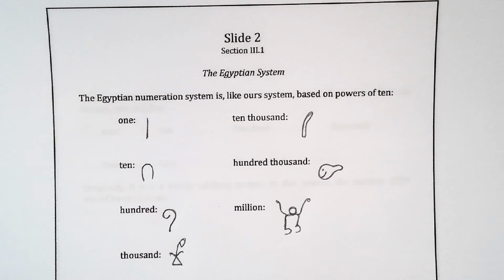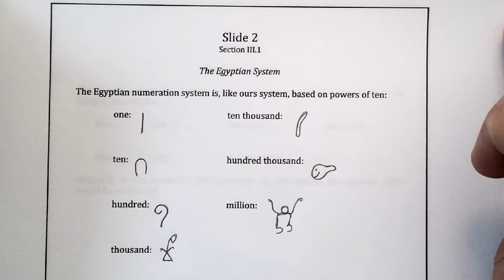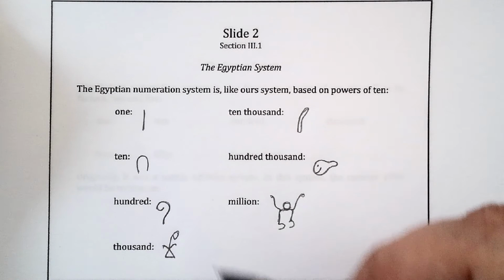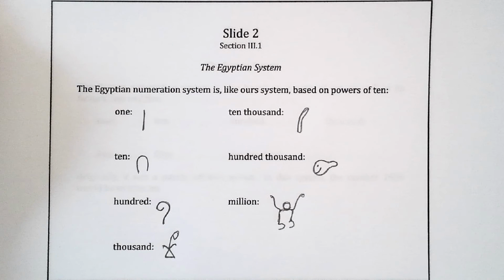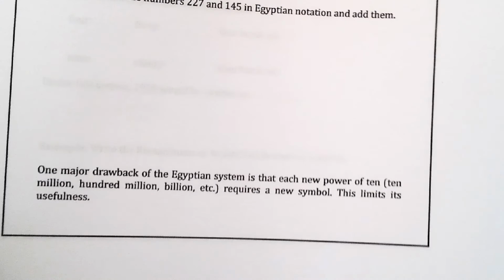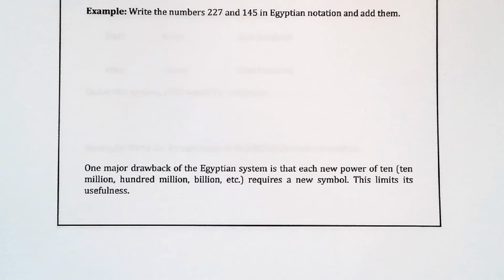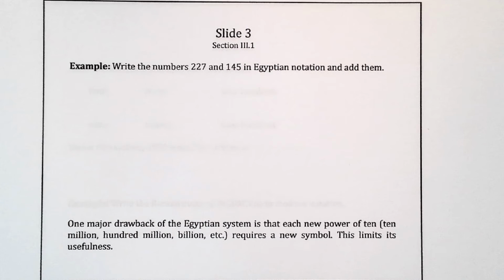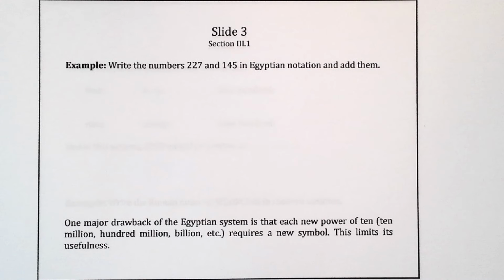Okay, so these are the symbols that they used to represent their numbers. They had a different symbol for each power of 10, from 1 through a million. And it's pretty easy to use. You just write down as many symbols as you need for each power of 10. Okay, so let's work through one example. So let's write the numbers 227 and 145 in Egyptian notation and add them.